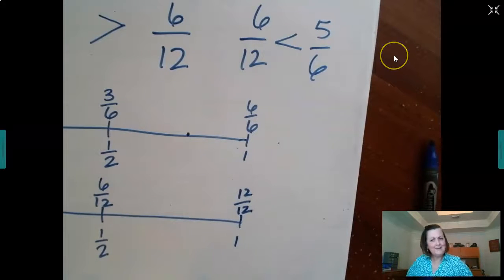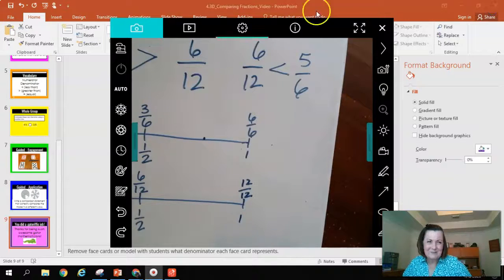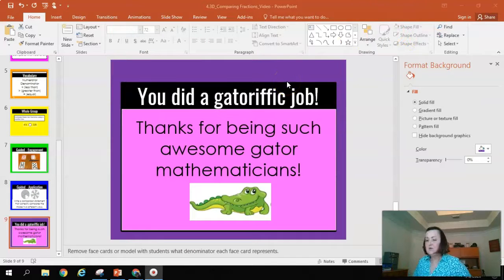Awesome! Now, boys and girls, with some more practice, let me close this down, please. With some more practice, you are going to become perfect. Well, you know, perfect practice makes perfect. That's what I was always taught. So practice perfectly so that you can work perfectly, okay, guys? And you did a Gatorific job. Thanks for being such awesome Gator mathematicians.